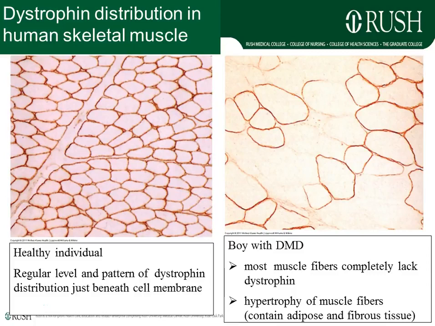These micrographs demonstrate the distribution of dystrophin in a healthy, normal muscle on the left and in a boy with DMD on the right. And you can see that the dystrophin is really just beneath the cell membrane, and every single muscle fiber has it in a healthy individual, so it's anchored properly. However, in the DMD specimen, there's very little dystrophin, and you also see hypertrophy of the remaining muscle fibers. And this is where you have the situation where adipose and fibrous tissue comes in and takes the place of those degenerated muscle fibers.